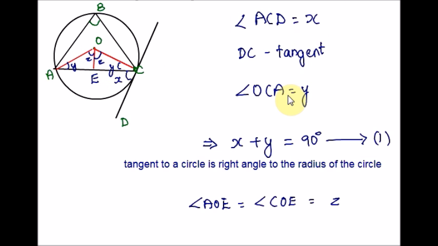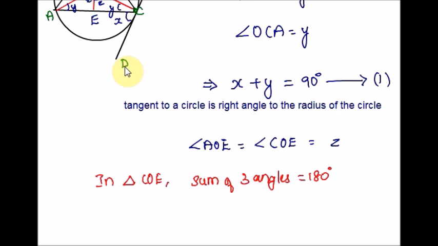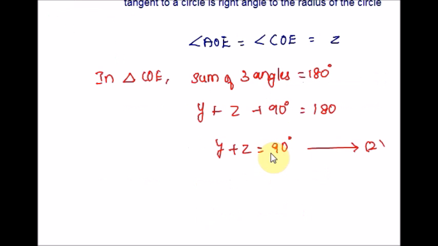We know one important concept: the sum of all three angles of any triangle is equal to 180 degrees. Am I right? So let's apply this fact in the triangle COE. What are the three angles within the triangle COE? Z, Y and 90 degrees. Subtract 90 degrees from both sides. So you will get one equation with Y plus Z. 180 minus 90 is 90. Let this be equation number 2.